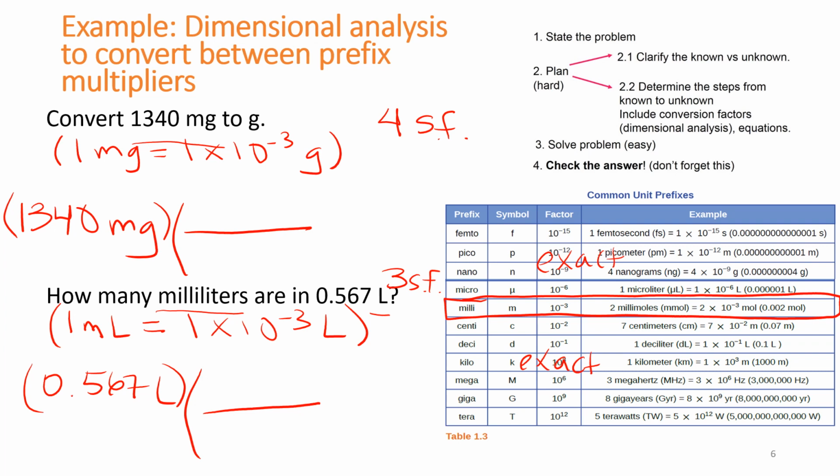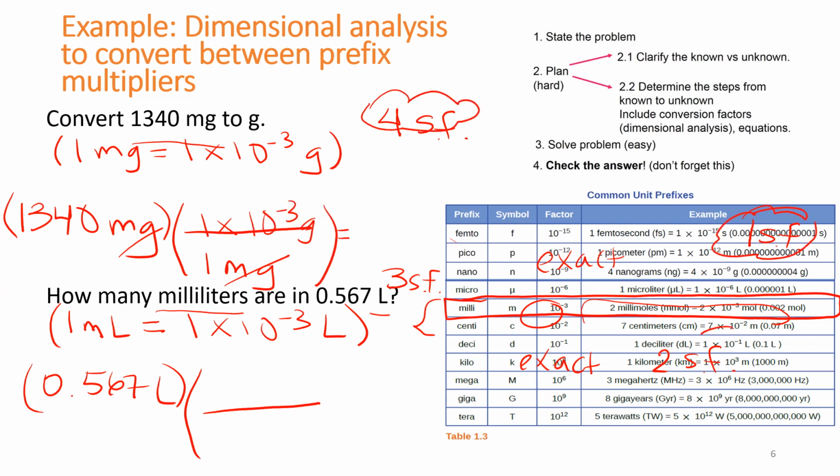The conversion unit factor that we are using is this one right here: 1 milligram equals 1 times 10 to the negative third grams. I got that from this table. Here you can see an example, and here is the factor that you will be using. To set this up, I'm going to put my 1 milligram at the bottom, because that's what we want to cancel out, and then I'm going to put my gram factor at the top. When you multiply this out, you end up getting 1.340 grams.